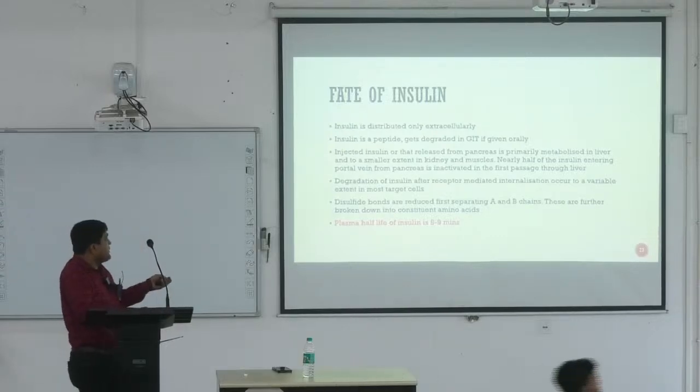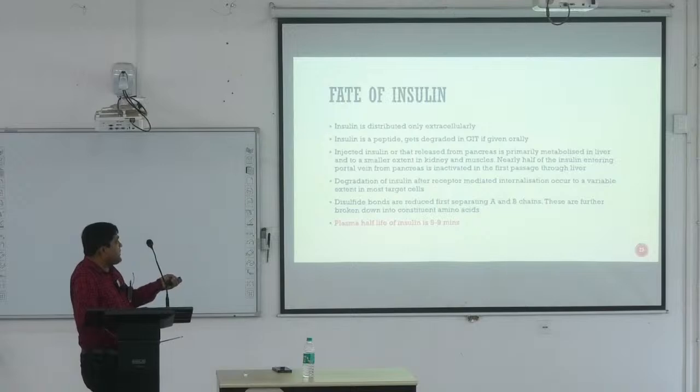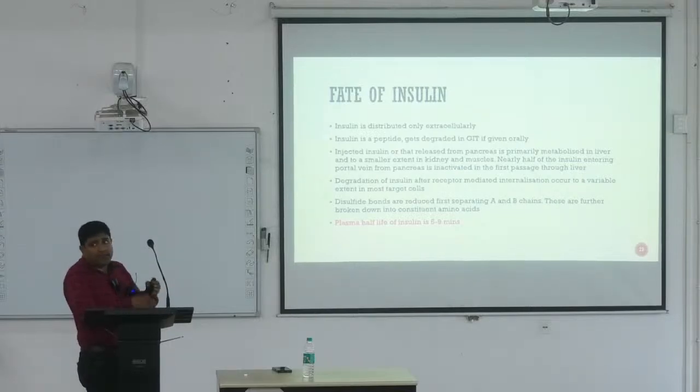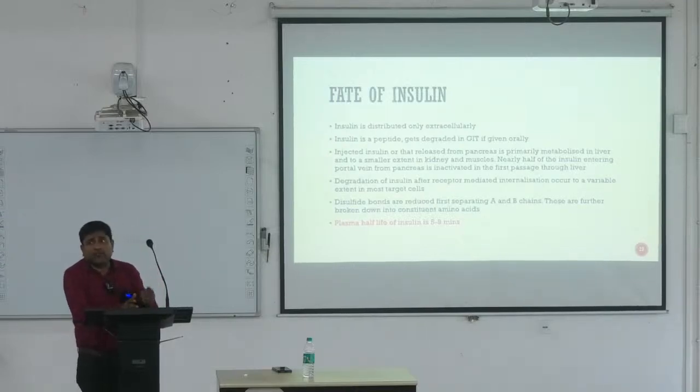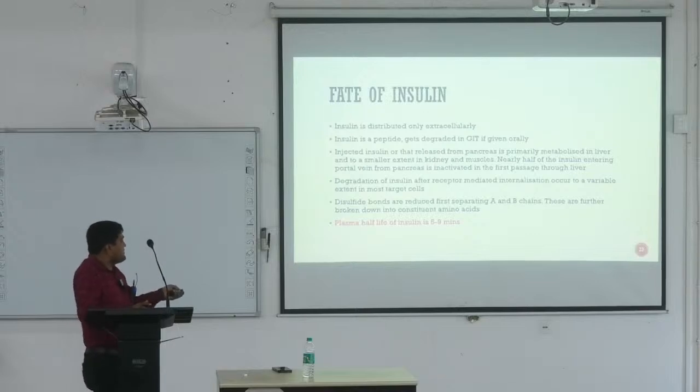Now injected insulin is primarily metabolized in the liver, and can also be metabolized in the kidney and muscles. Now, how is it degraded? Basically the disulfide bond is broken. The two A and B chains are separated and they are metabolized into constituent amino acids. The half-life of insulin is 5 to 9 minutes.